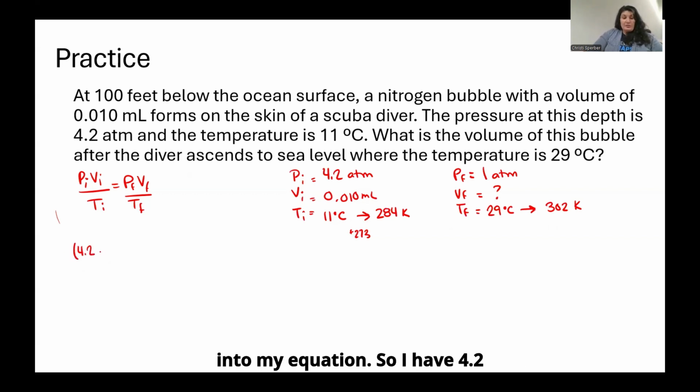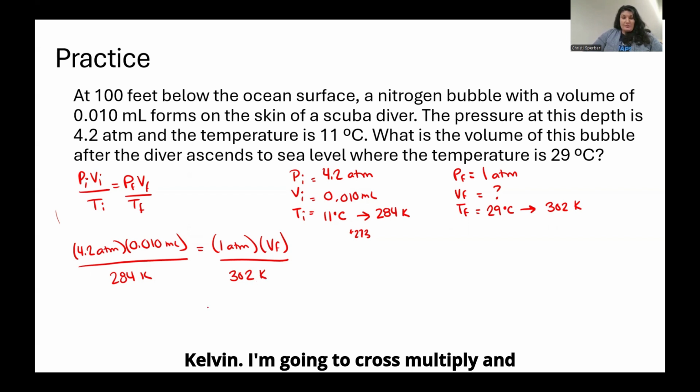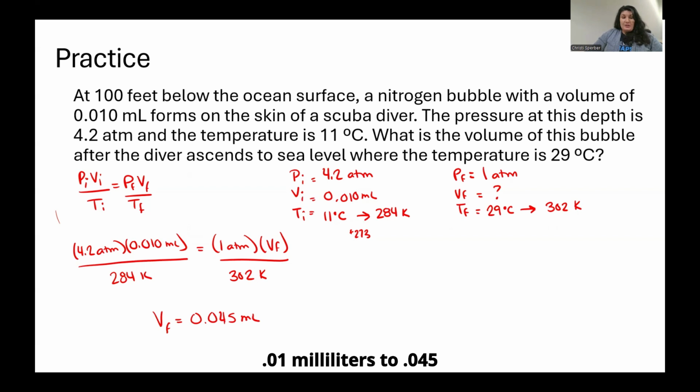So I have 4.2 atmospheres times 0.010 milliliters all over 284 Kelvin is equal to 1 atmosphere times what we're looking for all over 302 Kelvin. I'm going to cross multiply and divide, and my final volume turns out to be 0.045 milliliters. So the nitrogen bubble on the scuba diver's skin increased from 0.01 milliliters to 0.045 milliliters.